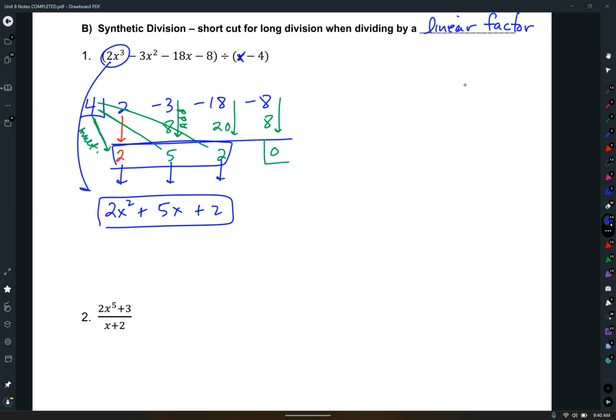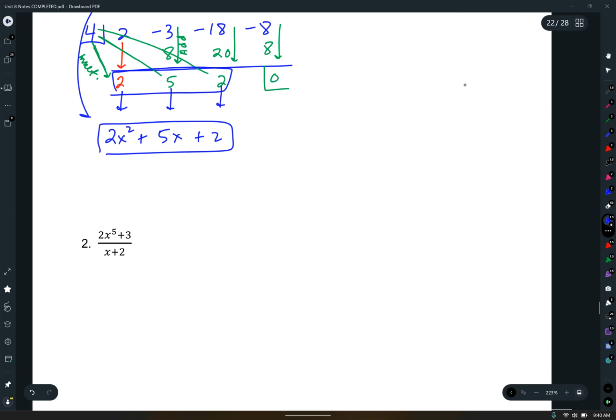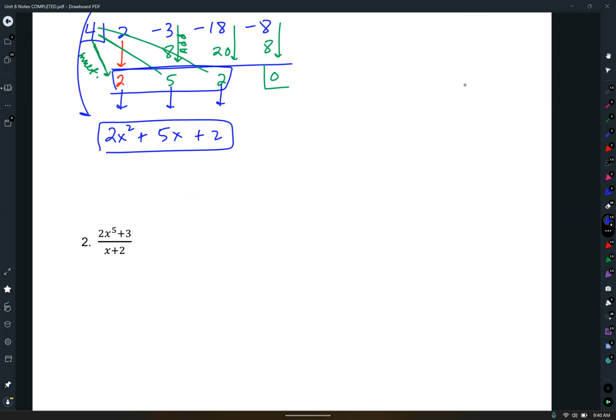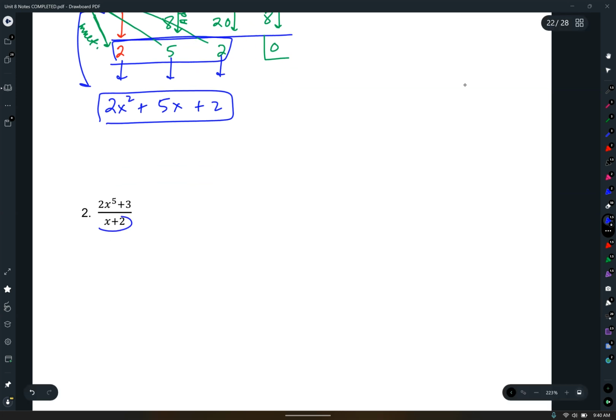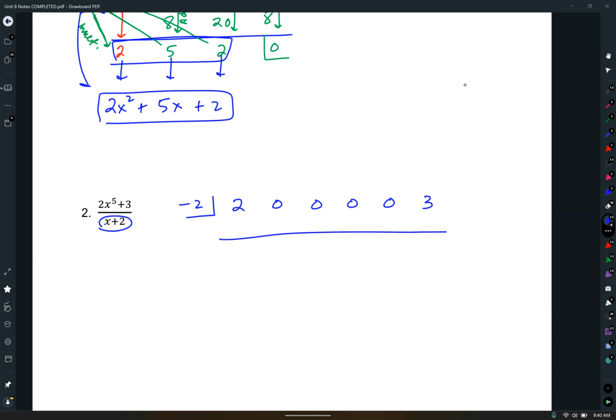I know when you first see it, it's kind of overwhelming, but let's do another one to show you that these really are nice and neat. So I'm dividing by x plus 2, so I put a negative 2 on the outside. And then on the top, I have 2x to the 5th. Now, again, notice you have missing terms. There are no x to the 4th, no x to the 3rd, no x squared, no x, and then I end with positive 3. So any missing exponents, you have to put zeros in.